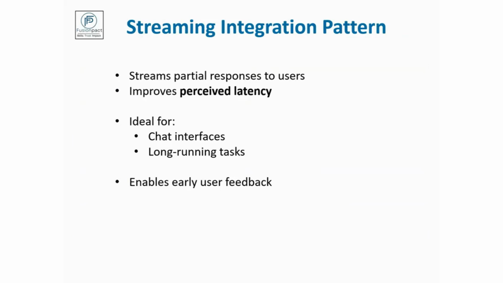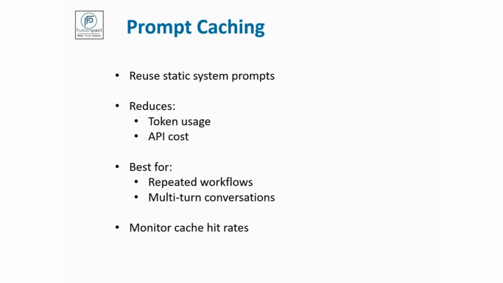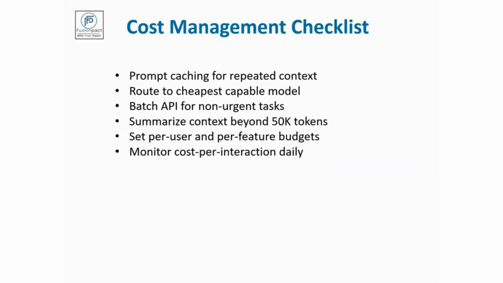The streaming integration pattern streams partial responses to users. It improves perceived latency. It is ideal for chat interfaces and long running tasks, and enables early user feedback. Prompt caching reuses static system prompts and reduces token usage and API cost. It is best for repeated workflows and multi-turn conversations. Monitor cache hit rates.